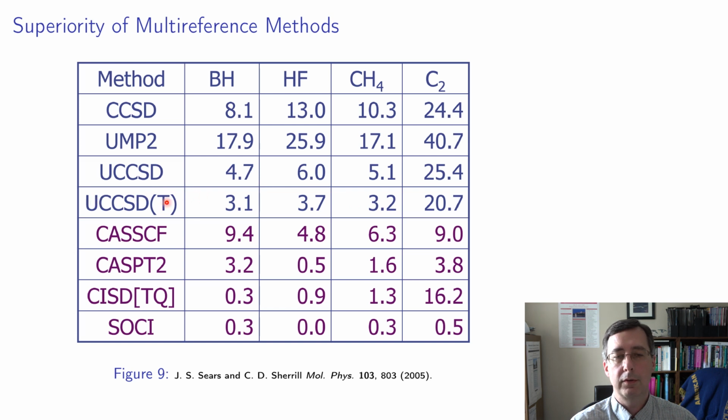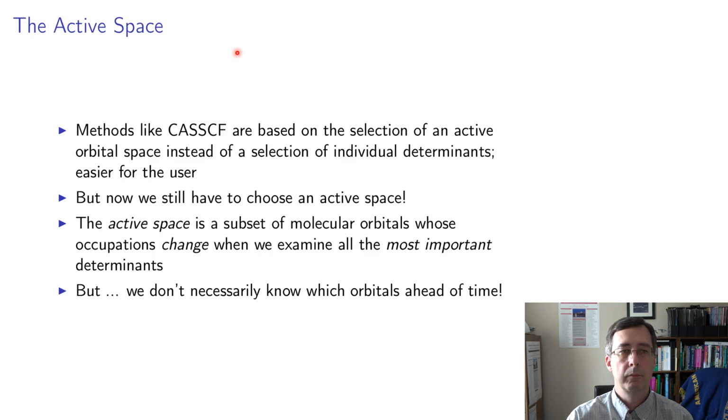Unrestricted CCSD(T) is not perfectly parallel to the full CI. It's reasonable. It's a quality similar to CAS-PT2 for BH, not as good for HF, not as good for H4, and definitely not as good for C2. And the other ones have various qualities that may or may not be good enough depending on what you're doing. So let's talk about this active space.